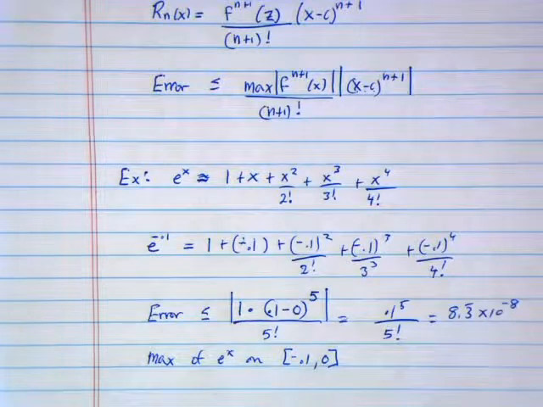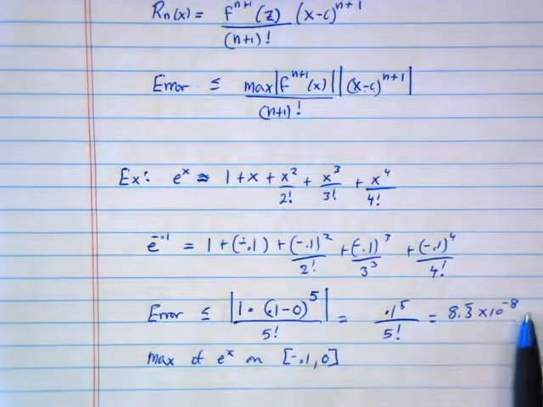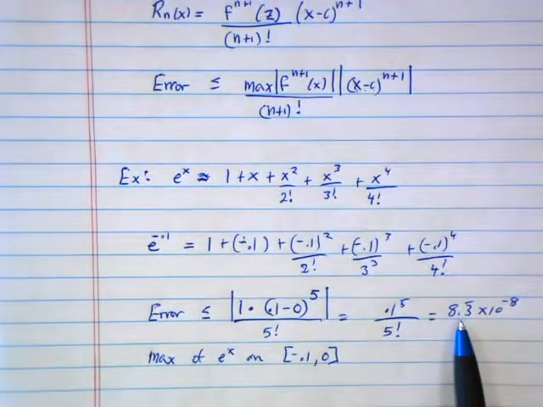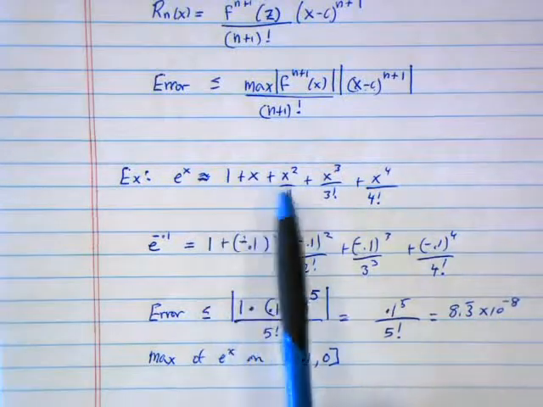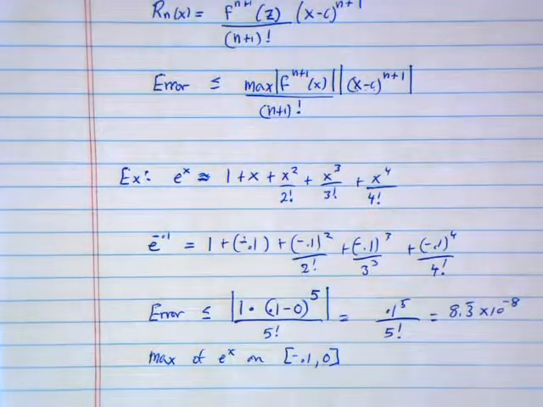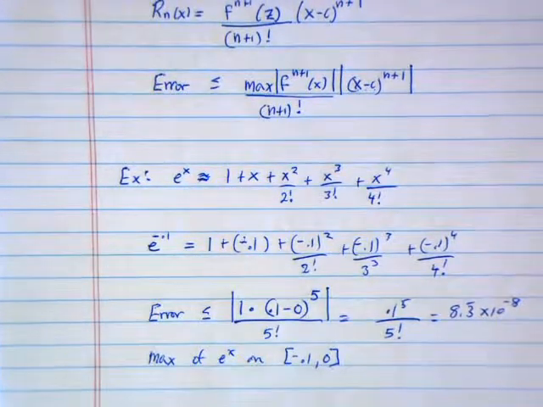So that error formula allows you to get a bound on how big of an error you have. You could also use it the other way and say, I want to make sure that I'm accurate to 6 decimal places. If I want to be accurate to 6 decimal places, how many terms do I need to compute? So you could use it both ways.